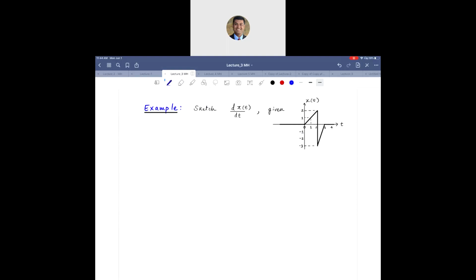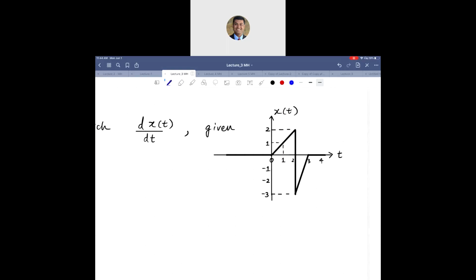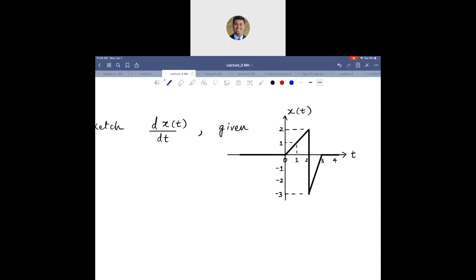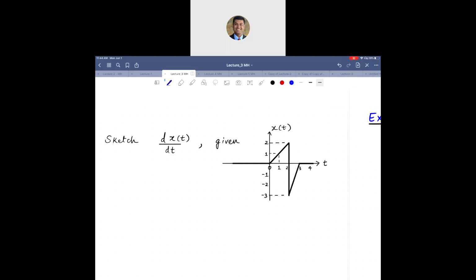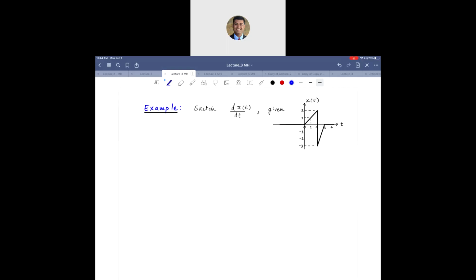Now here I want to sketch the derivative of this particular function x of t, and because we have the necessary background, let us try to do this in one step as opposed to doing this one step after the other. Let's just try to do it in one go, and please feel free to ask me questions as I'm doing this. What I'm going to do is first sketch it out. I'm doing a sketch, right?